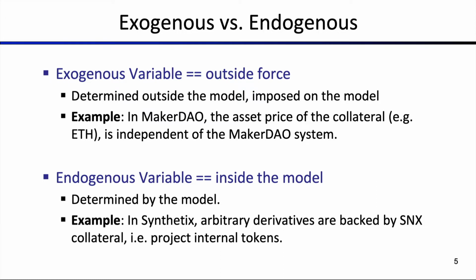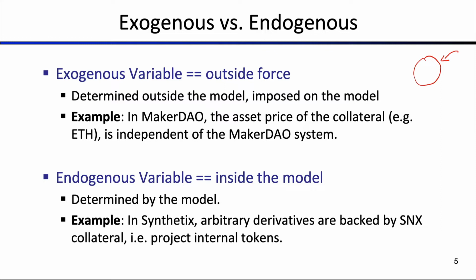Given these variables, we can now understand which variables are so-called exogenous or endogenous variables. An exogenous variable, you can think of it as an outside force. So if you have a model and a system, it's really something that's outside and is acting on that particular model. It's a variable that's determined outside of the model and then imposed on the model.